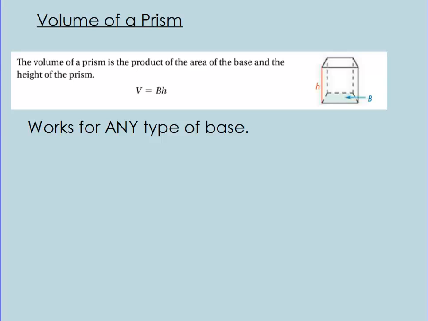Volume of a prism. The formula for the volume of the prism is the area of the base times the height of the prism. And this will work for any type of base. If this was a cube or a rectangular prism, you go length times width times height, because you do the area of the base times the height. But it'll work for any type of prism, even if you have a pentagon or a triangle for the base. Any type of prism, it'll work, as long as you find the area of the base.